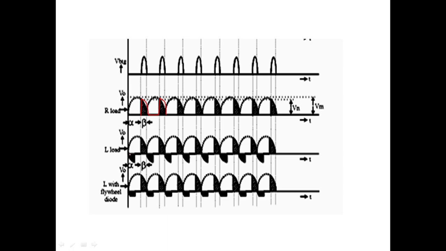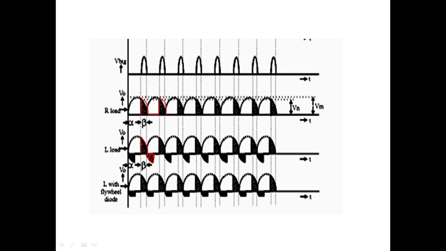For RL load, you'll have the same thing from alpha to pi, and here you'll have a negative part because of discharge of inductance. So what do you mean by rectifier? Rectifier is a circuit which converts AC to DC. Since we have a negative part here, we cannot call it pure DC. So to eliminate this, we need to connect a freewheeling diode.